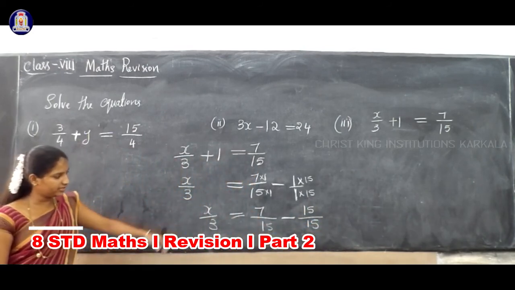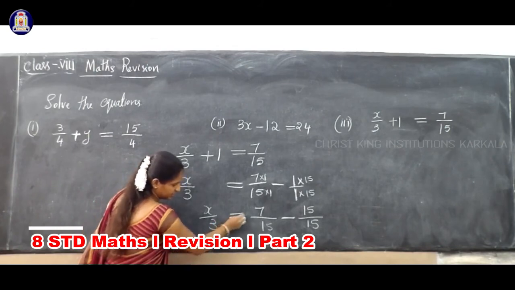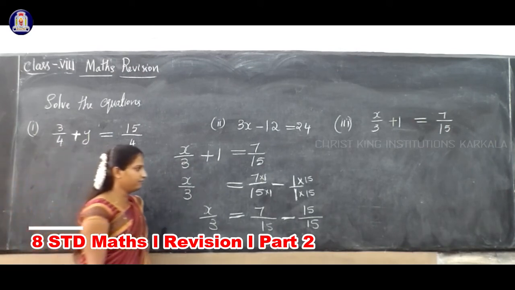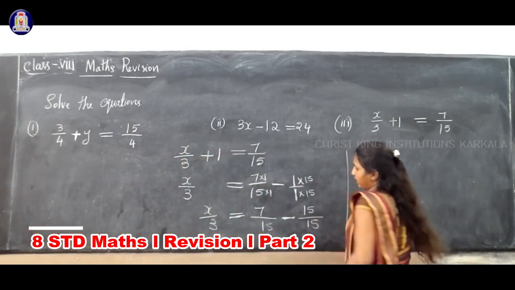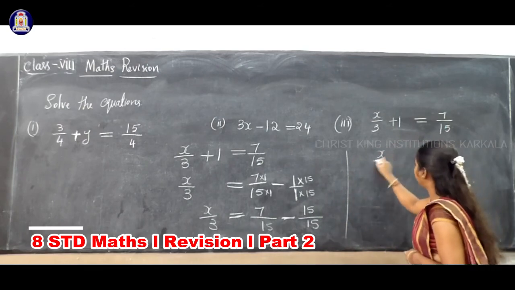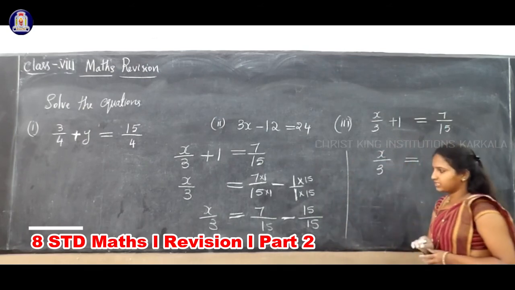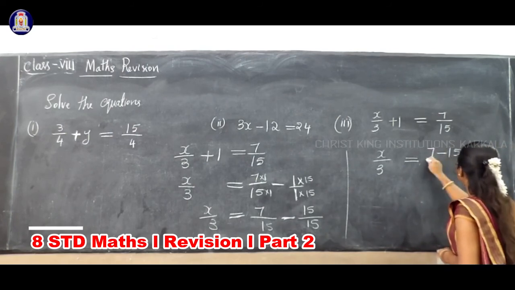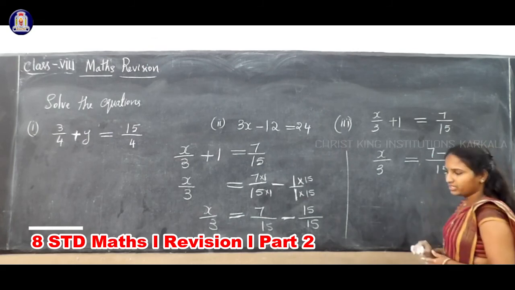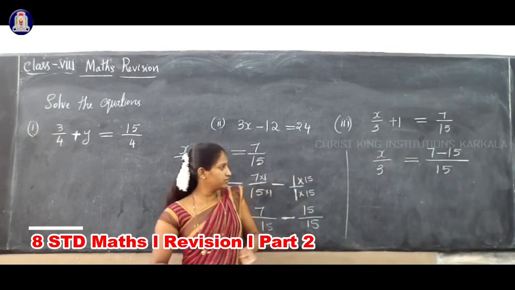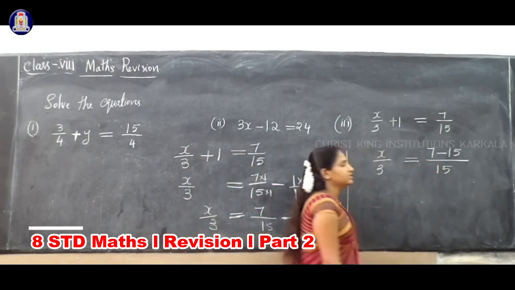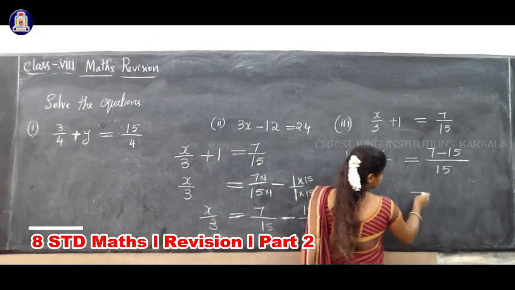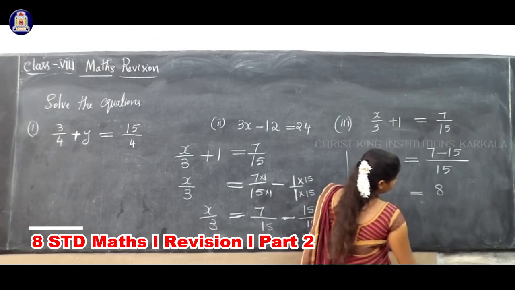Now if you see the denominator, we get the same denominator, isn't it? Yes, 7 by 15 minus 15 by 15. The denominator is the same, so now we can add or subtract the numerator. So write x by 3 in the same place, on the left hand side. x by 3 is equal to 7 minus 15 divided by 15. The denominator is the same, then write it one time. So in the denominator write 15 and numerator 7 minus 15. So we can subtract 7 minus 15, that is 8. Is it correct? Now 15 minus 7 is 8.